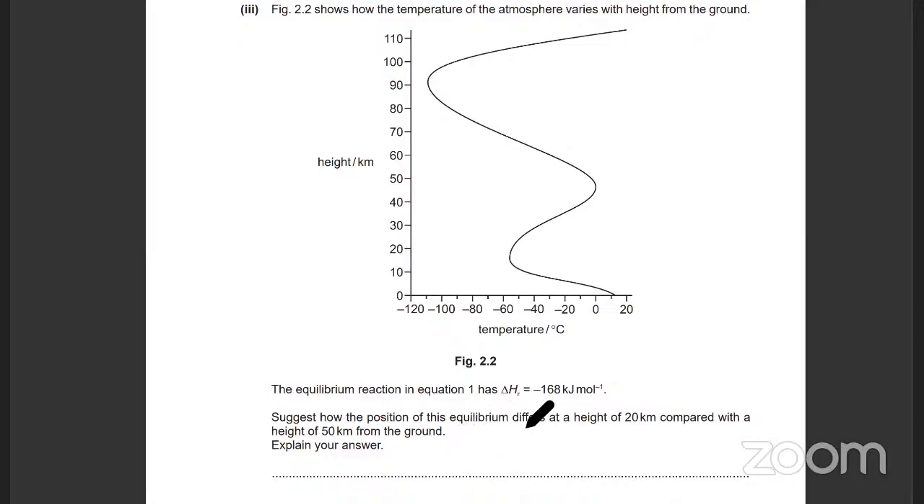So you got 20 kilometers, right? So what's happening at 20 kilometers? You got this temperature, right? At 20. What's happening at 50 kilometers? It's this one. So at 50 kilometers, you have, I guess, higher temperature, right? Is that clear?